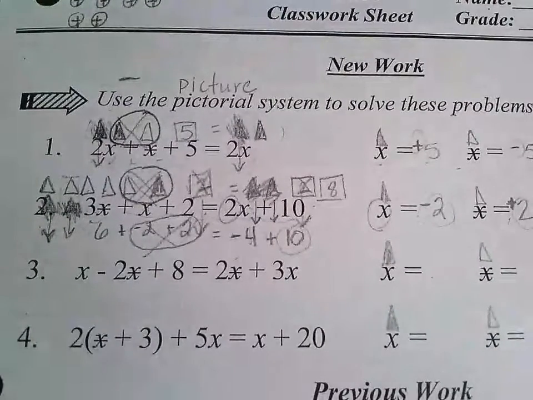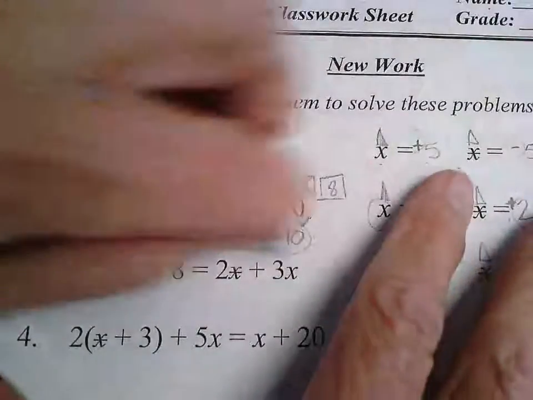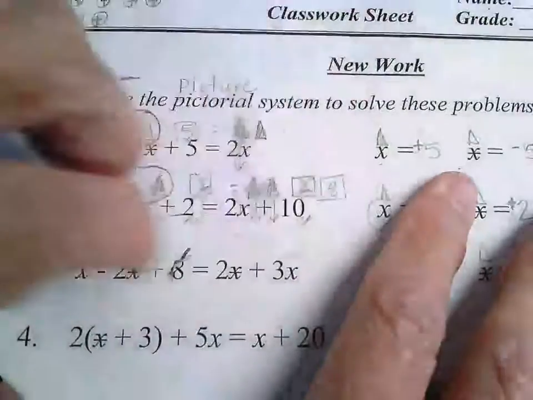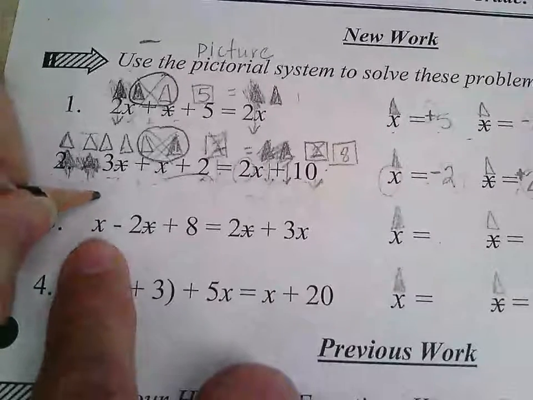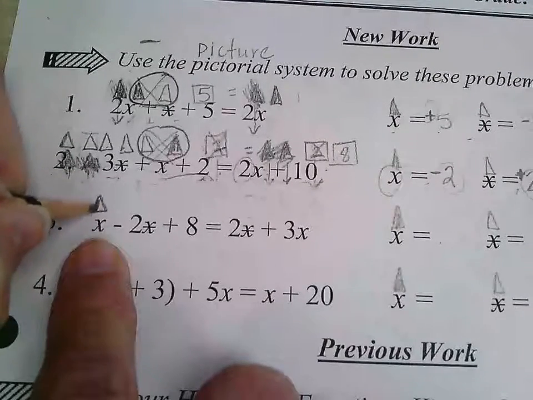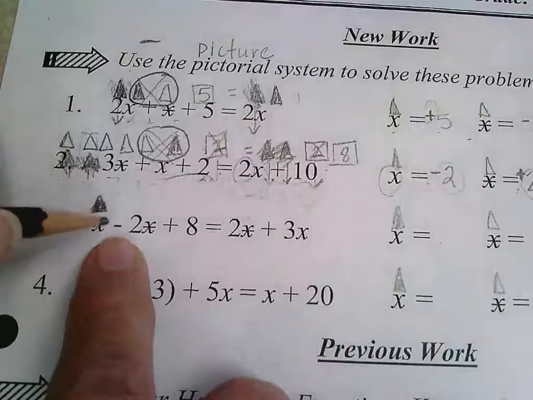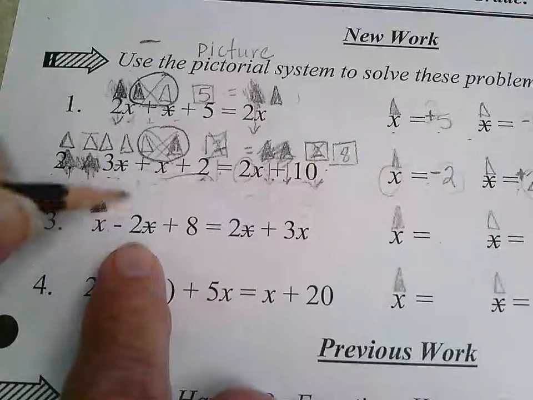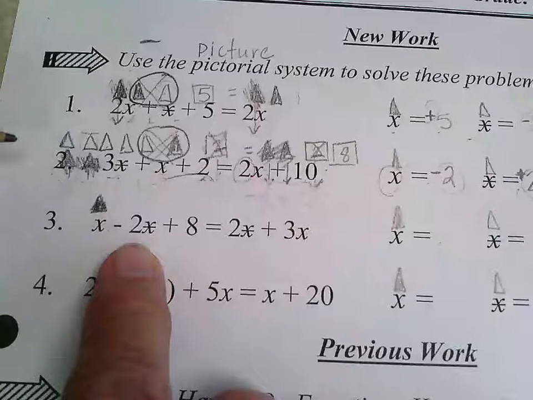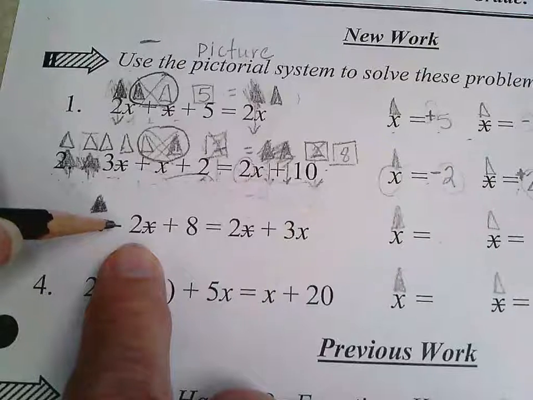Number 3. I'm going to erase some of what I did for my check so I can draw my pictures. This is a blue pawn, and it says I have to take away 2 white pawns. Well, I don't have any white pawns here. So my strategy, if you remember, is to add 0 pairs.